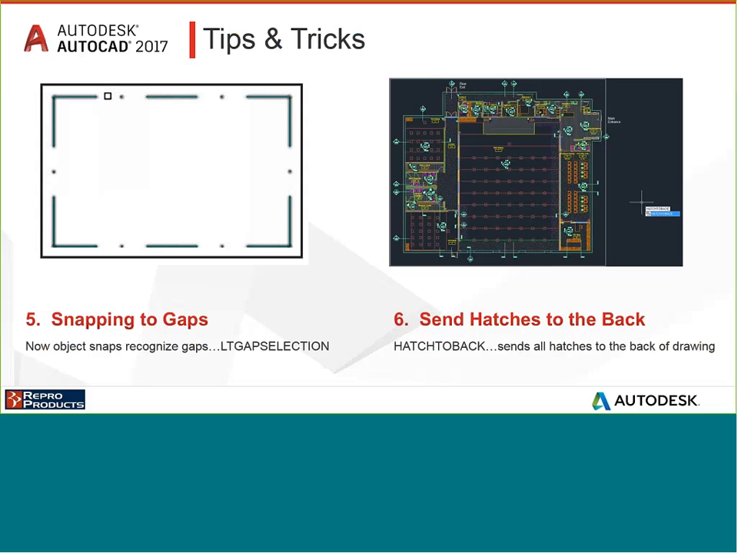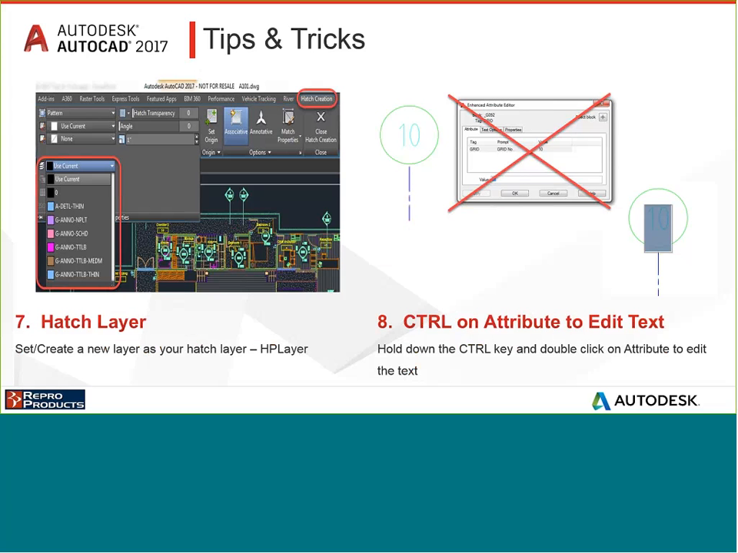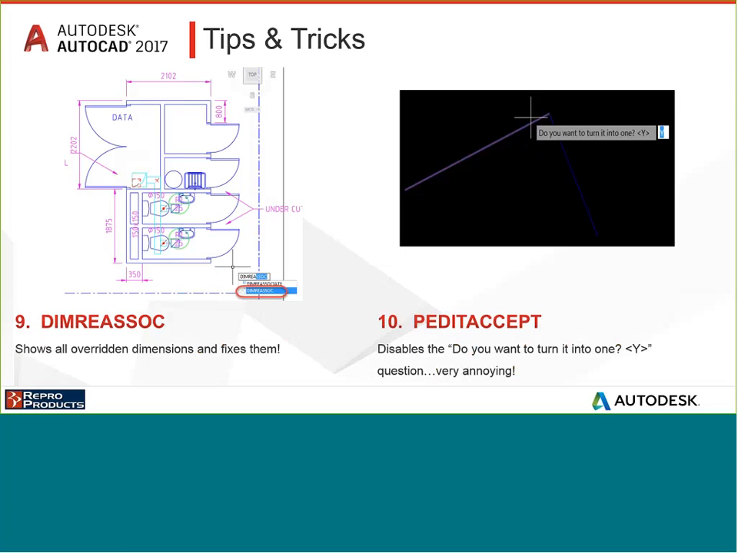Snapping to gaps, so you actually have a system variable now where you can turn on or off to be able to select objects within a gap of a dashed line or not. You have the ability to adjust the hatching to be sent to the front or to the back. You actually have the ability to create layers just for the hatching aspect. And you don't always actually have to double click on an attribute to edit the data. You can actually hold the Control key down.